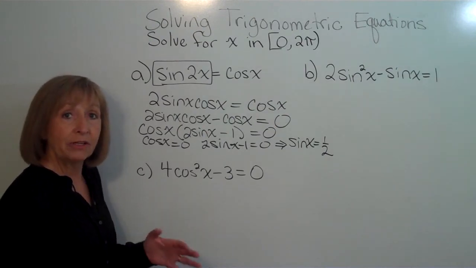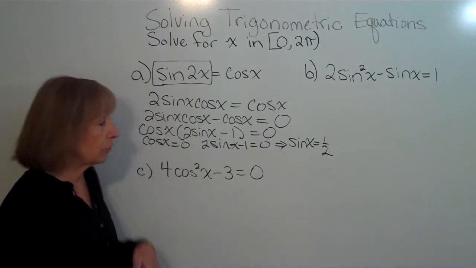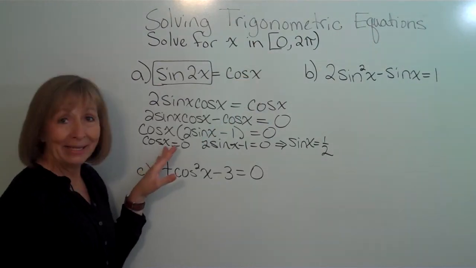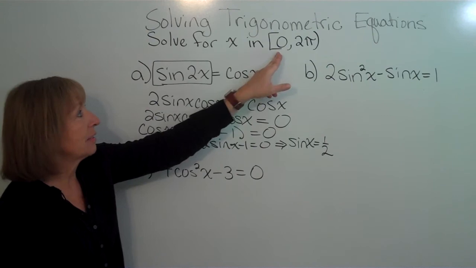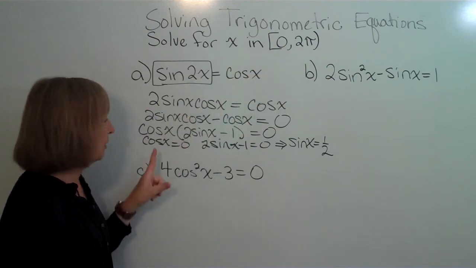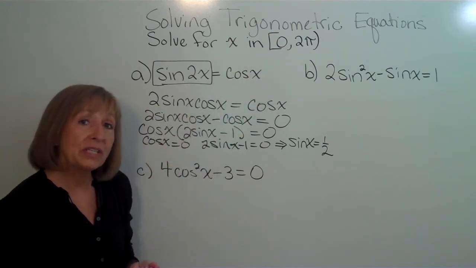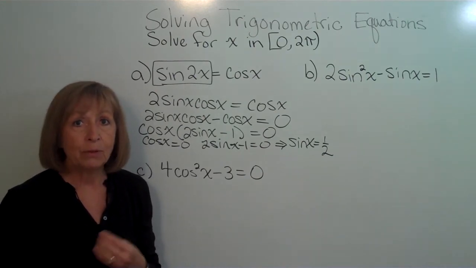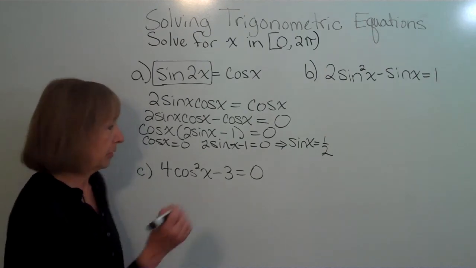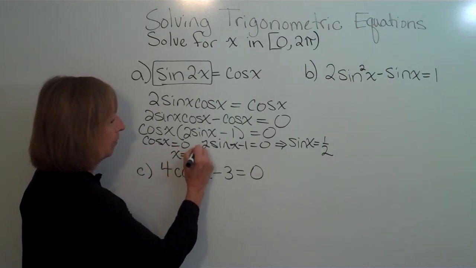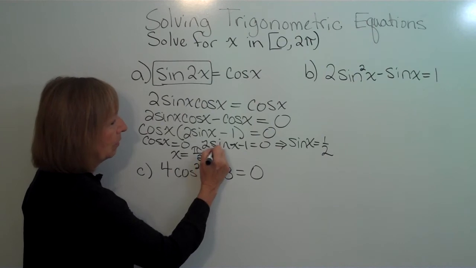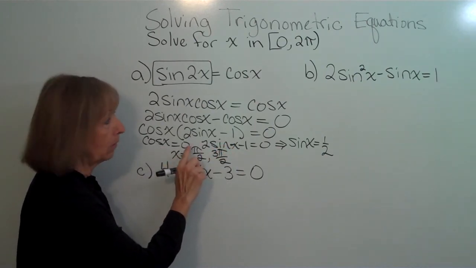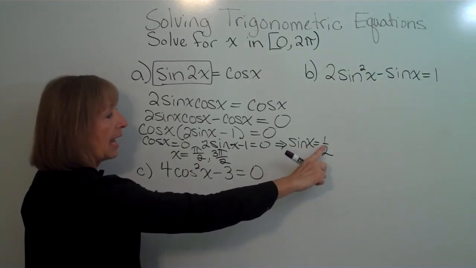So now I just need to figure out what angles would make this true in the way they want me to report my answers. What angles in the span from 0 to 2 pi have a cosine ratio of 0? Well, cosine is 0, remember, when my angle is pi over 2 and when my angle is 3 pi over 2. So x is equal to pi over 2 or 3 pi over 2 for cosine x equal to 0, or sine x is 1/2.